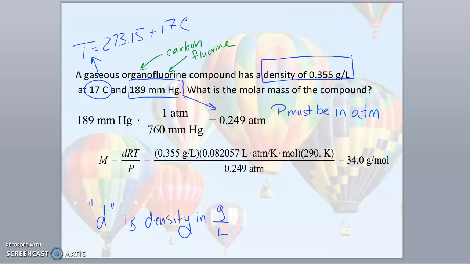This is just a sample problem where we determine the molar mass of a gas. You should be able to do this on your own. The formula would be provided for you.